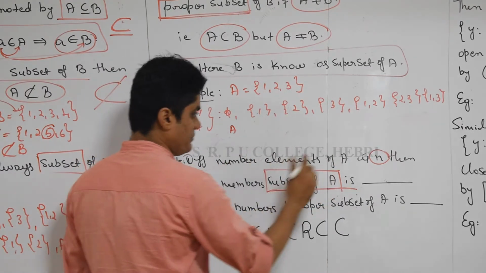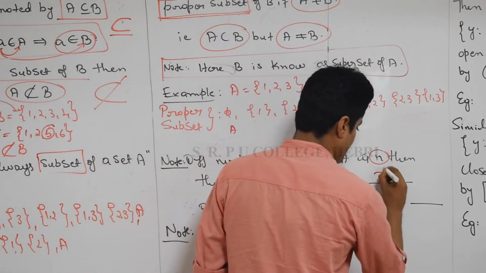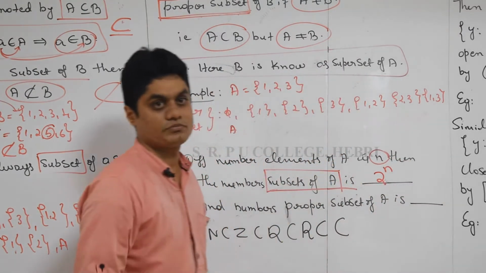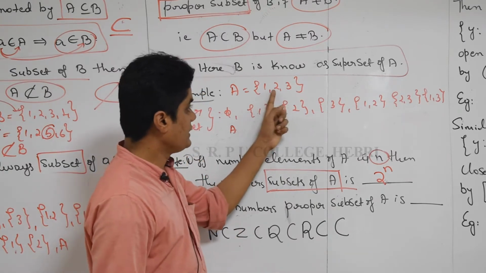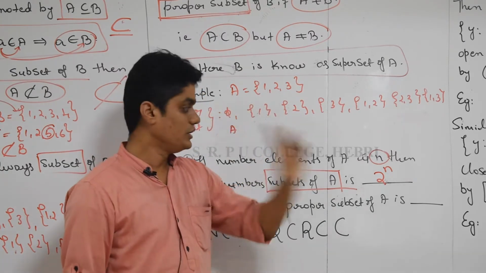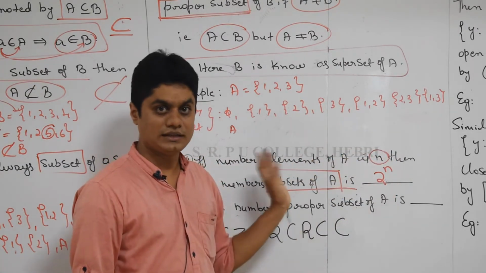If the number of elements in the set A is n, the number of subsets of A is, remember, 2 raised to n, or 2 power n. See, you can check with this example. Here n is 3, 2 power 3 is 8. How many subsets are there? 8.